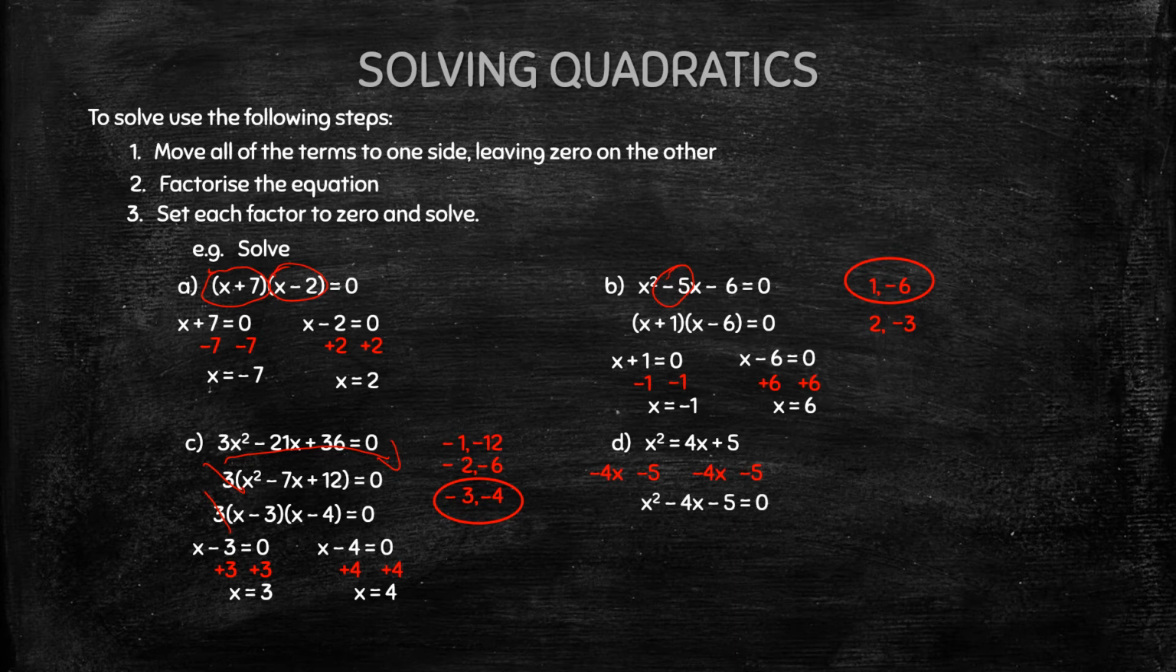So again, we're looking for factors of negative 5 that will add together to get minus 4. So factors of negative 5, well, it's just 1 and 5. One has to be positive, one has to be negative, but it's got to add together to get negative 4. So it's got to be 1 and negative 5, because 1 minus 5 is negative 4. So we put those 2 in brackets, and we've got plus 1 and negative 5. Put both of them equal to 0. And we end up with x is negative 1 and x is 5.